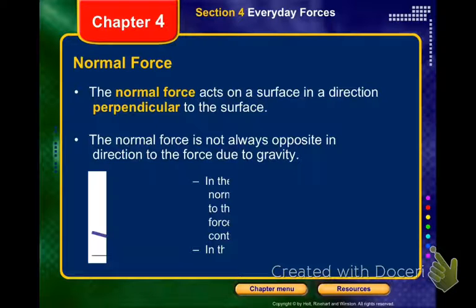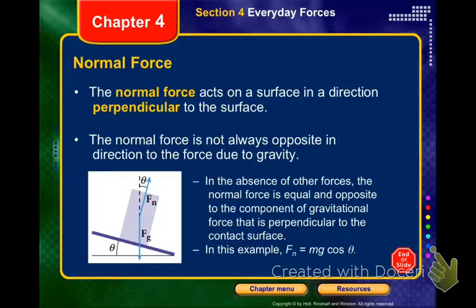And they give us a formula here. Your normal force is equal to mass times gravity times the cosine of theta. Mass times gravity times cosine of theta.